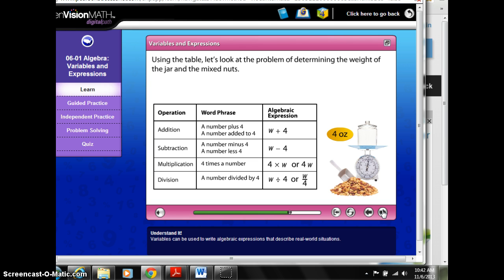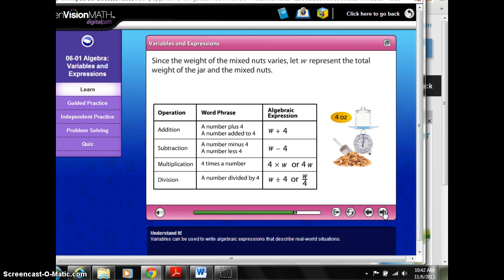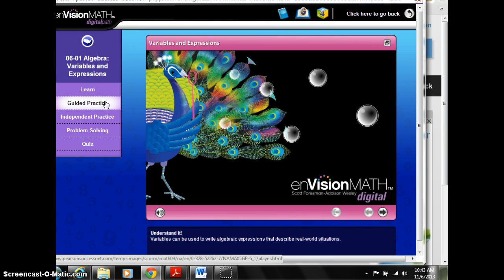Okay, using the table, let's determine, well, this is hard to tell. I don't know if we can see in here. Since the weight of the mixed nuts varies, let's let W represent the total weight of the jar and the mixed nuts. So since the jar weighs 4, and we have to determine the weight of the mixed nuts in the jar, we can subtract 4 ounces from the total weight. So the total weight is W minus 4. All right, let's take a look at some guided practice here.